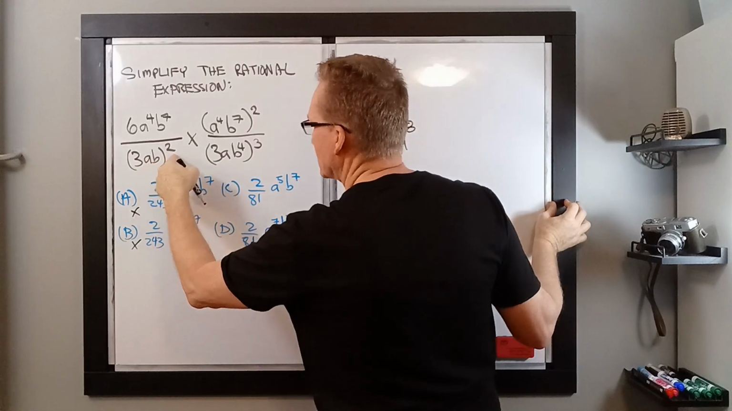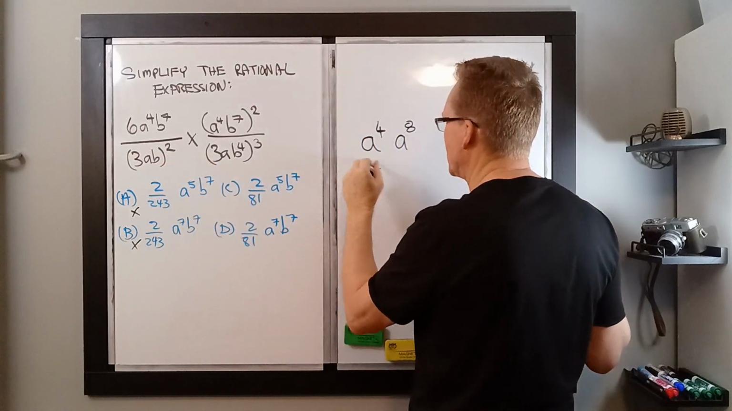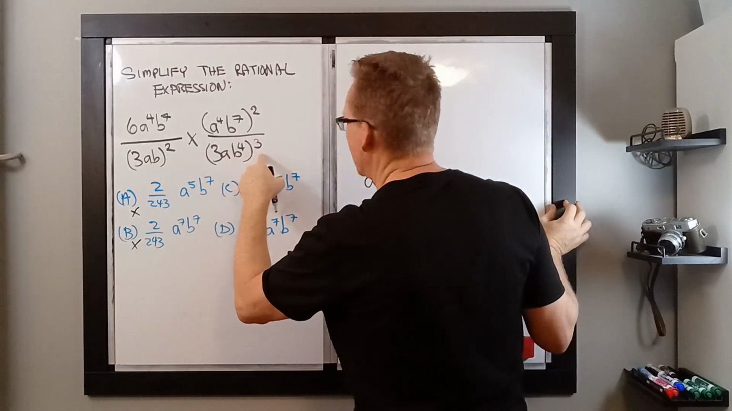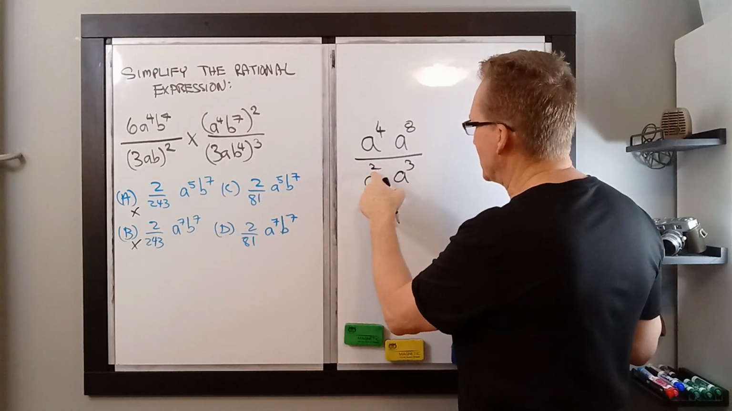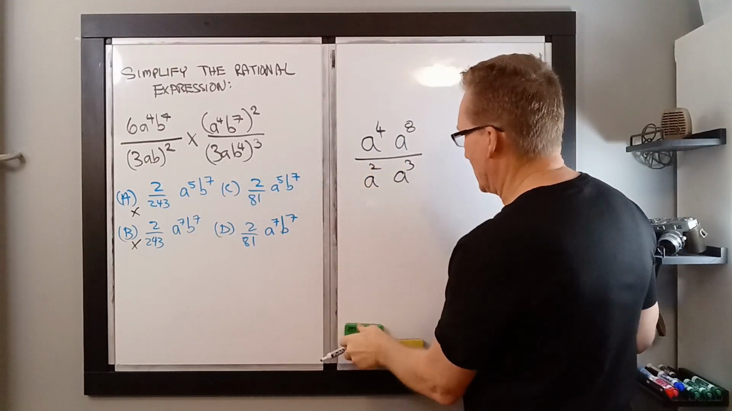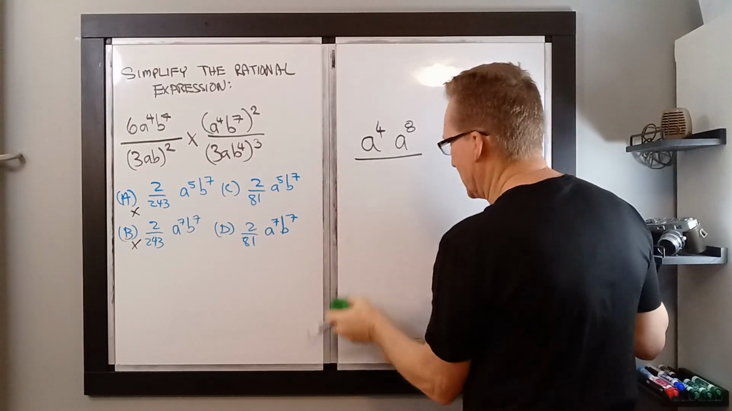Down here it's A squared. This is the denominator here. And here it's A cubed. We now have 5 A's in the denominator because you add the powers. I'm just going to do that really quickly. Make this an A to the 5.